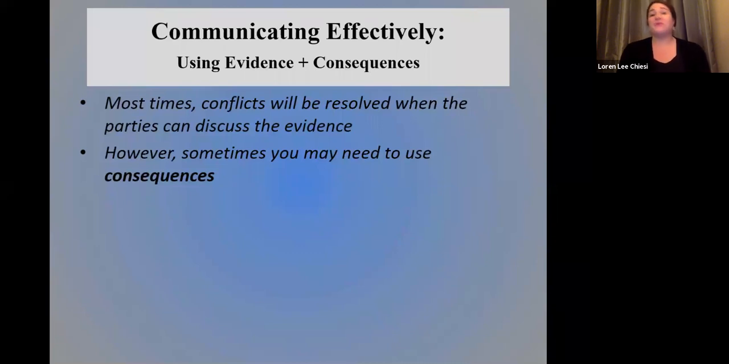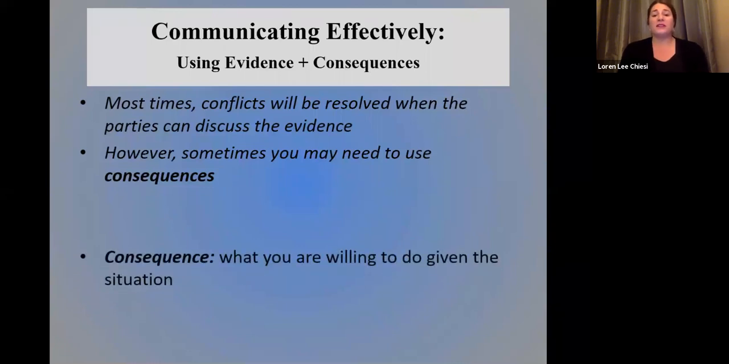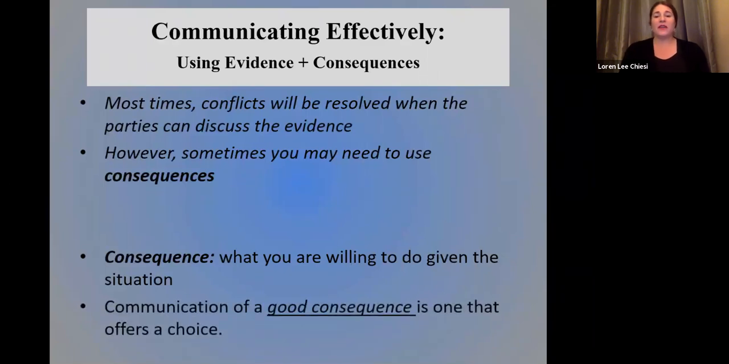However, sometimes you may need to use consequences. Consequence is what you're willing to do given any situation. So this is what you are willing to allow, or a boundary you're willing to set with another person in order to resolve a conflict. So a communication of a good consequence is one that offers a choice. Choice is really important. When you offer somebody a choice inside your boundary, it gives them agency and makes them feel that they are included in the resolution process. It's not something that's being commanded. It's not something that is being dictated. Instead, it is something that they are an active participant in.